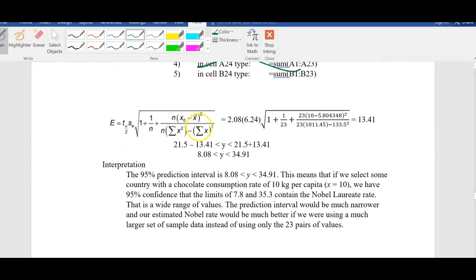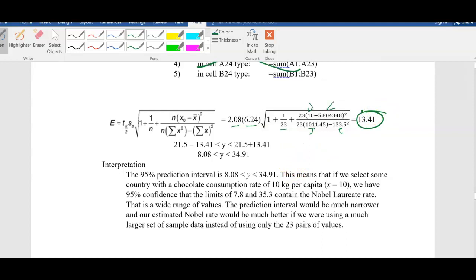So our t sub alpha over 2, alpha divided by 2, was 2.8. Our standard error was 6.24. 1 plus 1 over 23 plus 23. This is where we started with 10. Our mean was 5.84. Our sum, we took our sum of squares, which was 1011. Then we took the sum of x and we square it. You type that into your calculator and you get 13.41. Now this is our error.